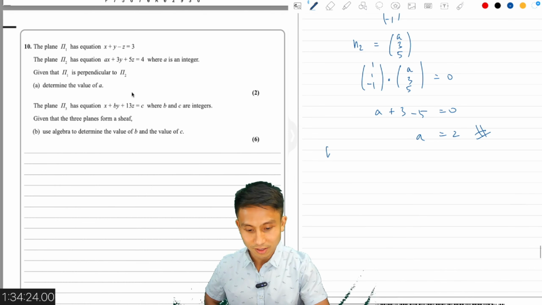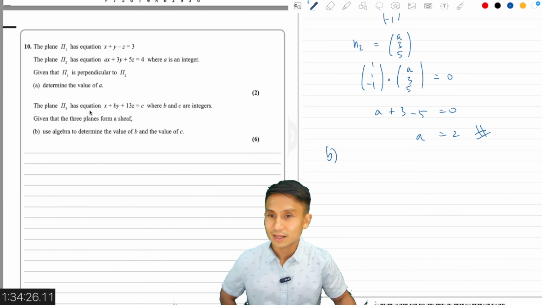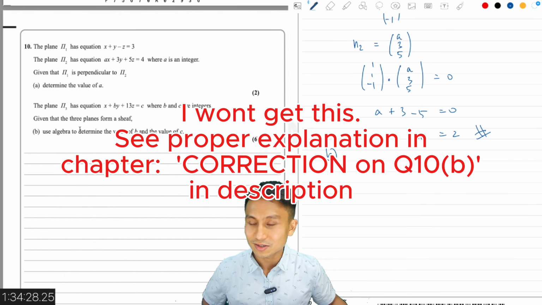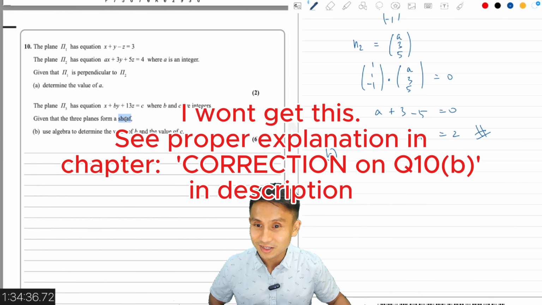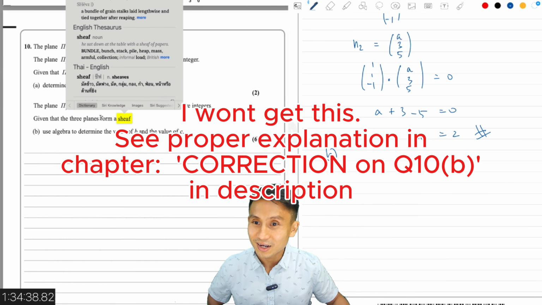Okay, that's fine. B, plane 3 has equation that, where B and C are integers. Given that the 3 planes form a sheaf, what's that? If you don't mind, I'm just going to use a dictionary here to translate that. Okay, a bundle. Okay, what is a pile? Right, a bunch, a stack.